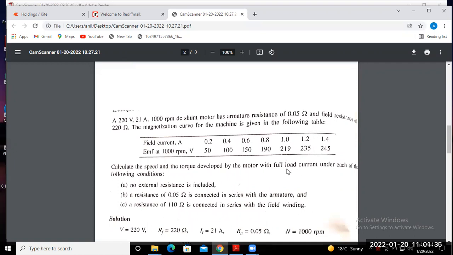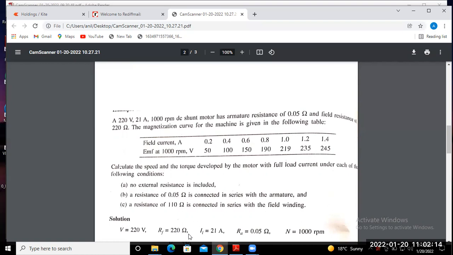So how can we find out the value of Ia? The input current is already given in the problem. First of all, we are required to find out the field current. How can we find the field current? That is nothing but input voltage divided by field resistance. The input voltage is 220 volts and RF is 220 ohms. So what is the value of IF, the field current? 220 by 220, that means 1. So IF equals 1.